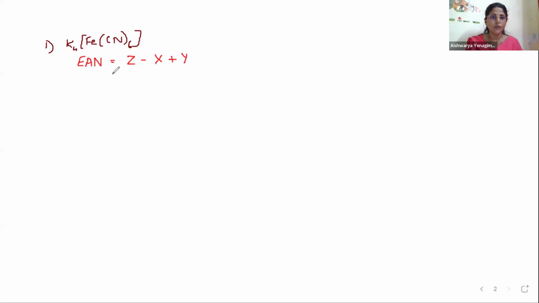So for Fe, the atomic number of the metal is 26, minus the charge carried by Fe. The charge carried by Fe is +2, plus how many ligands? 6 into 2. This is correct. So how much? Calculate. It becomes 36, which is nothing but the atomic number of the next noble gas, that is krypton.